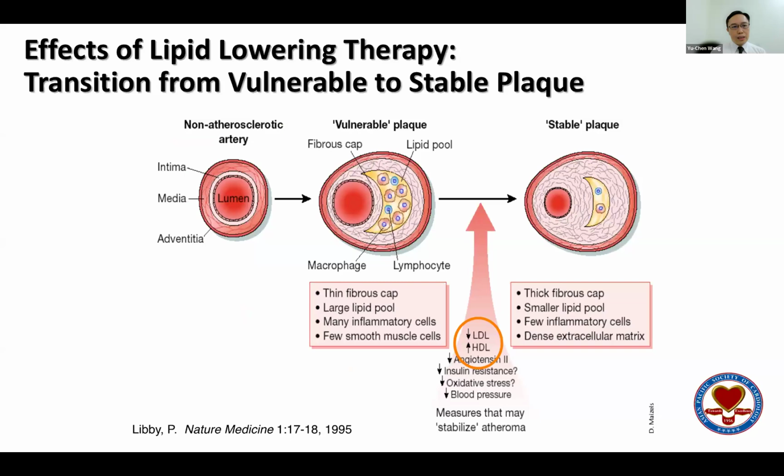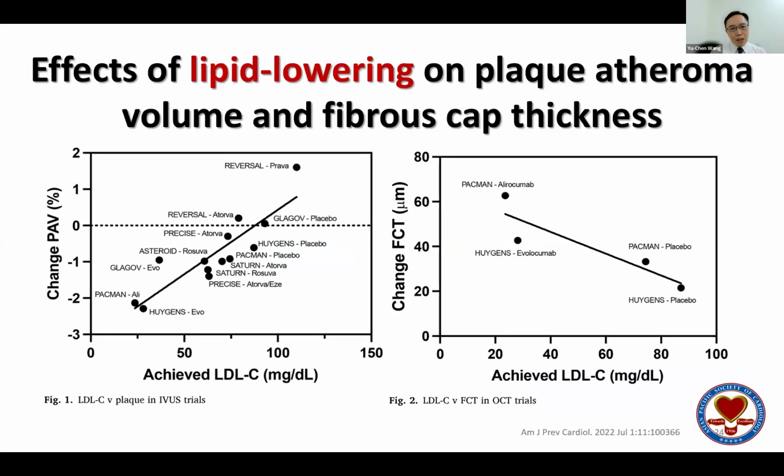And so we know that it is very important to lower our LDL cholesterol level to a very low level to stabilize our vulnerable plaque, to make them from vulnerable plaque to the stable plaque to reduce the recurrent CV events. And according to the IVUS and OCT studies, we can clearly see that if we can lower the LDL levels to a very low level, the plaque burden will decrease if the LDL cholesterol level is less than 70.